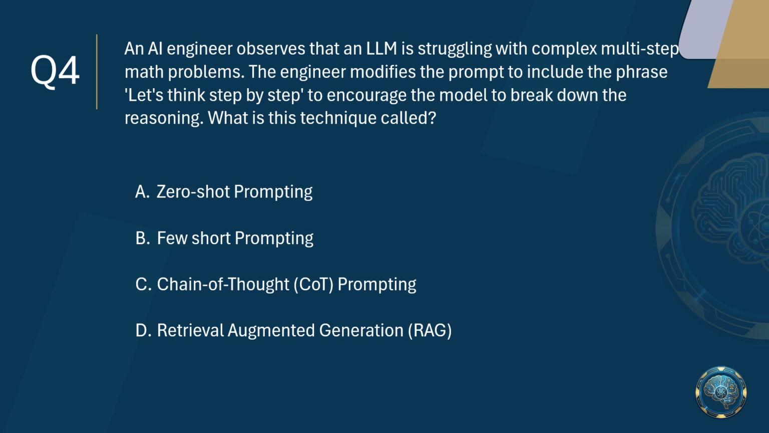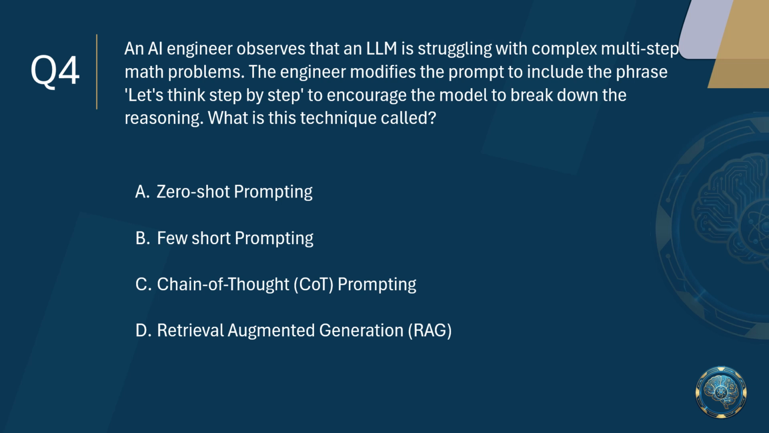We have four options. Option A, zero shot prompting. Option B, few shot prompting. Option C, chain of thought prompting. Option D, retrieval augmented generation. I give you 5 seconds to think and choose your answer. Hope you found the answer.